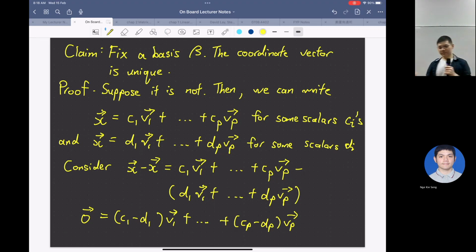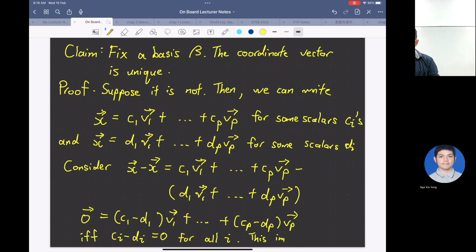So the definition of linearly independent: you have this equation here if and only if the coefficients, the solution, are all 0. Right. So if and only if Ci minus Di equals 0 for all i. So in this case, this implies what? This implies C1 equals D1, and so on.